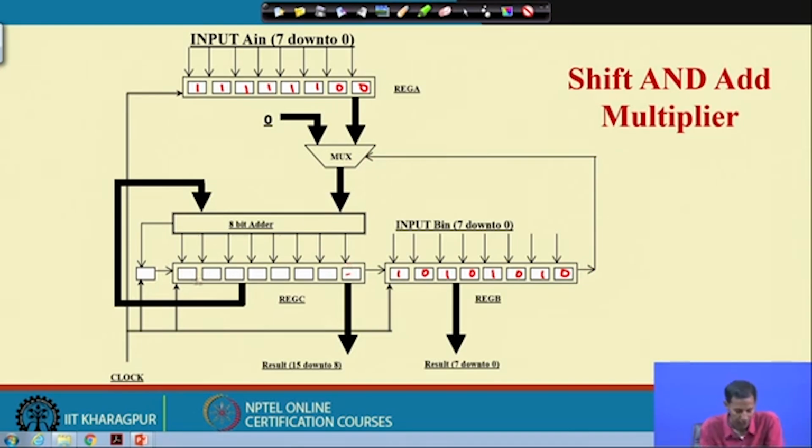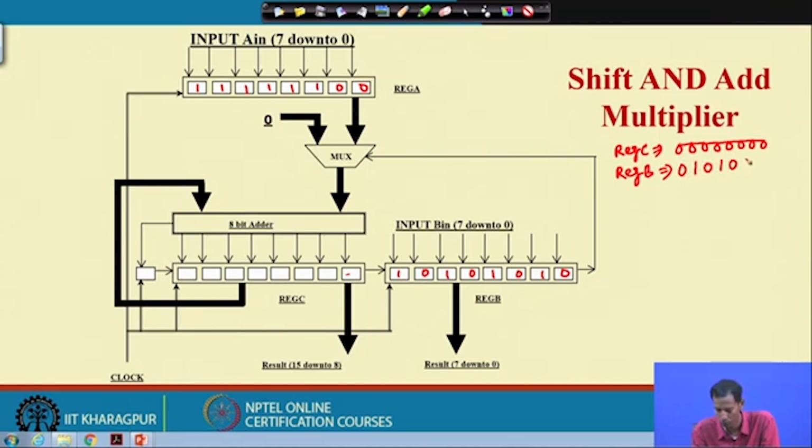So, that means this register C at the very beginning is filled with all 0. Okay. So, then it is choosing A, that means this 1. Okay. So, now all this is 0. So, this 0 is basically coming over here. Okay. So, then this bit is shifted, that means at that time register B will be 0 1 0 1 0 1 0 1.